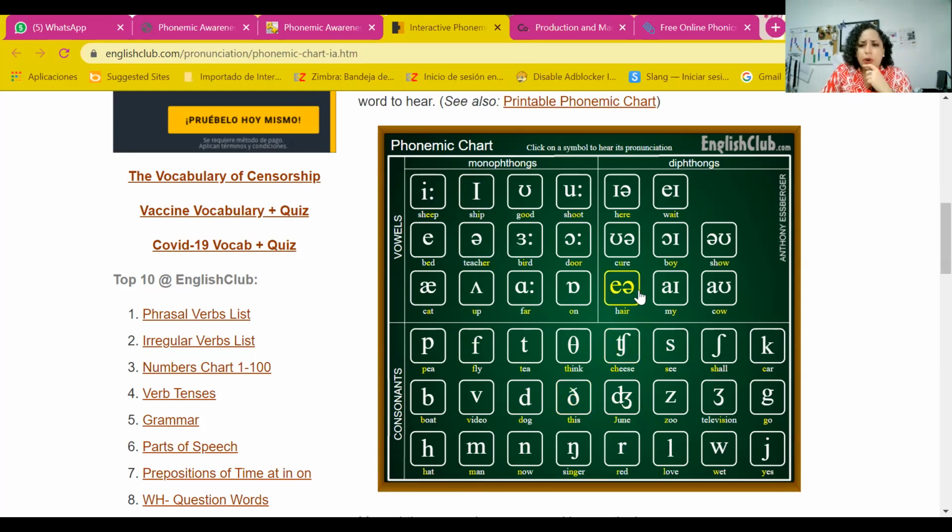For example, if we go to this combination of an E and the upside down E next to it, air, air, air. Example, hair, hair, air. And then you click on the example, hair. You see? Very simple, but I strongly recommend that you take a look at this chart, interact with it, and practice.